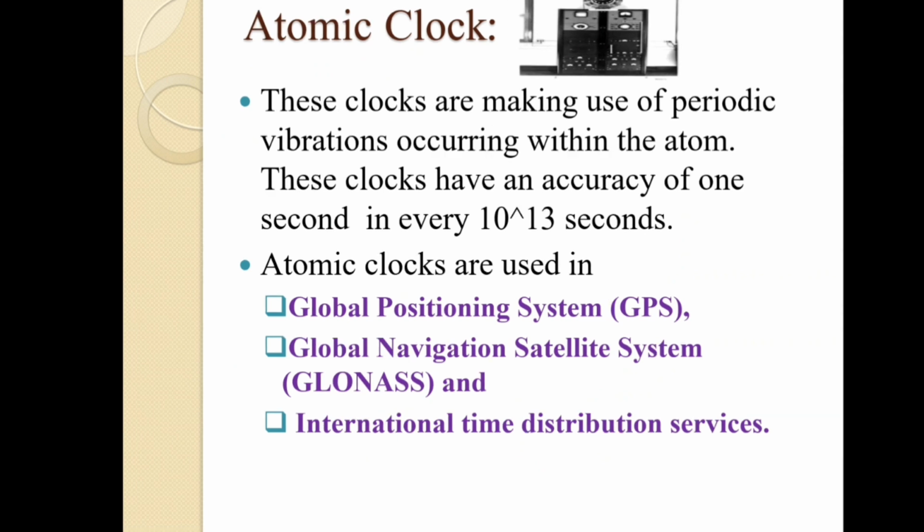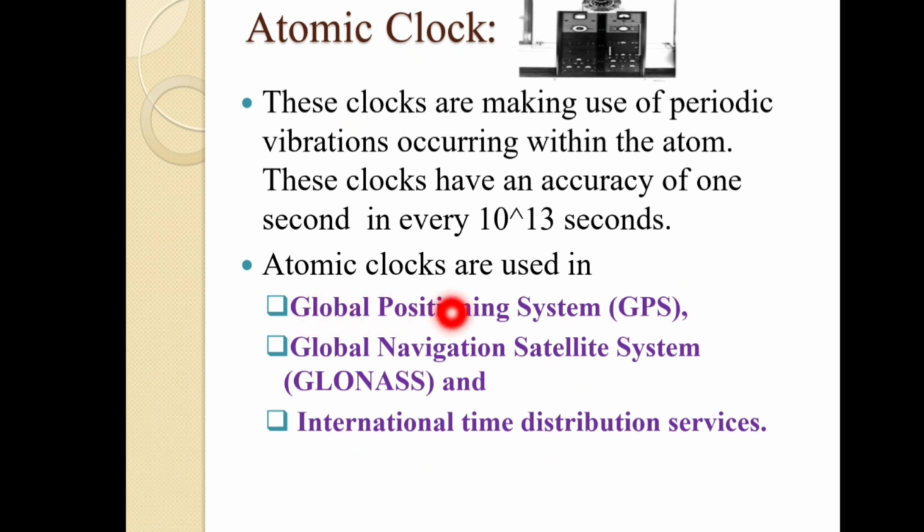Atomic clocks. These clocks make use of periodic vibrations occurring within the atom. These clocks have an accuracy of 1 second in every 10 to the power 13 seconds. Where are these atomic clocks used? Atomic clocks are used in the Global Positioning System, GPS. It is a satellite navigation system, a network of satellites which can be used to locate vehicles. For example, if GPS is there, you can track a person while driving from New York to California.